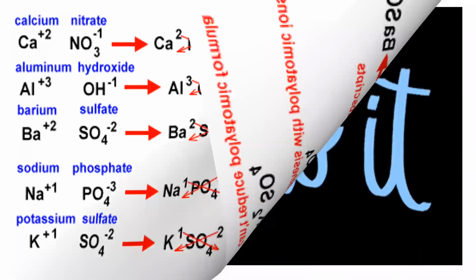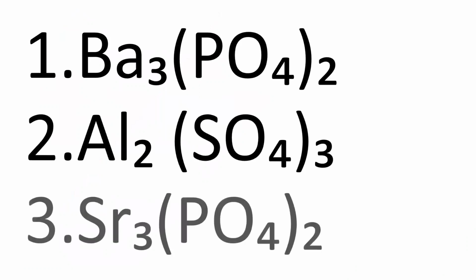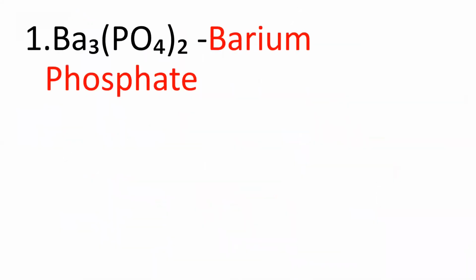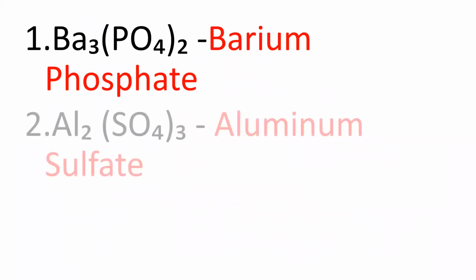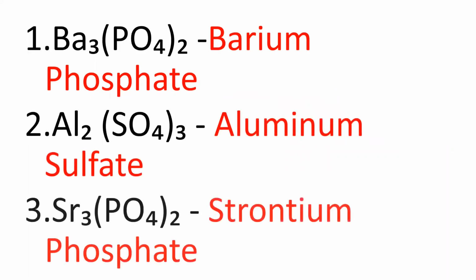So let's do it here in my examples. Number 1, what would that be? Number 2, number 3. So let us see. For number 1, it's barium phosphate. For number 2, it's aluminum sulfate. And for number 3, it is strontium phosphate.